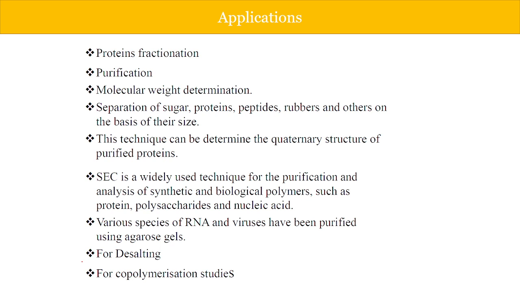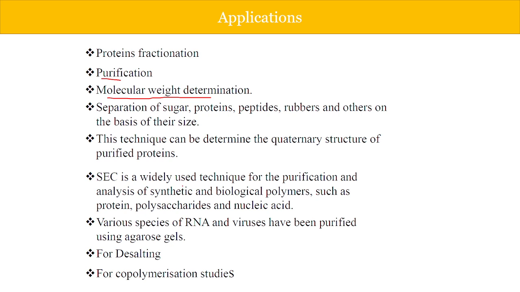Now coming to the applications of size exclusion chromatography: this helps in protein fractionation, purification, and molecular weight determination, for which we mostly use size exclusion chromatography. If you have to separate sugars, proteins, peptides, and other polymers based on size, we can use this. This is very helpful. Now this technique can also determine the quaternary structure of purified proteins, so comments on the structure of the proteins can also be made.